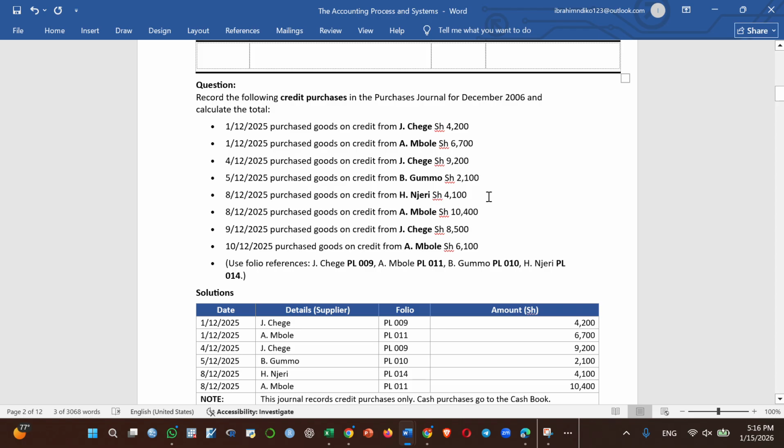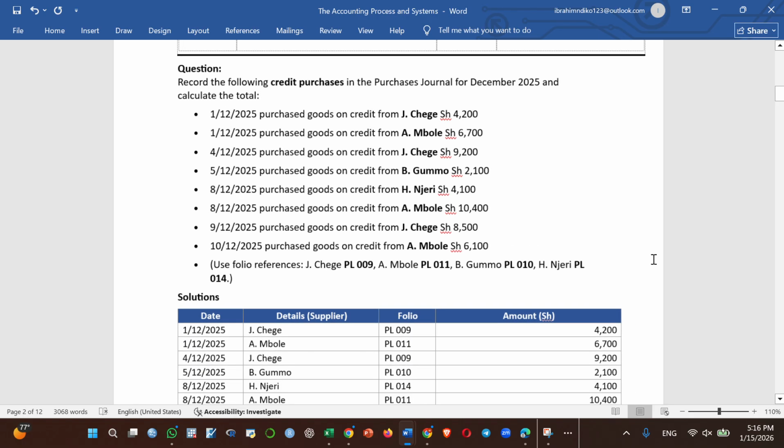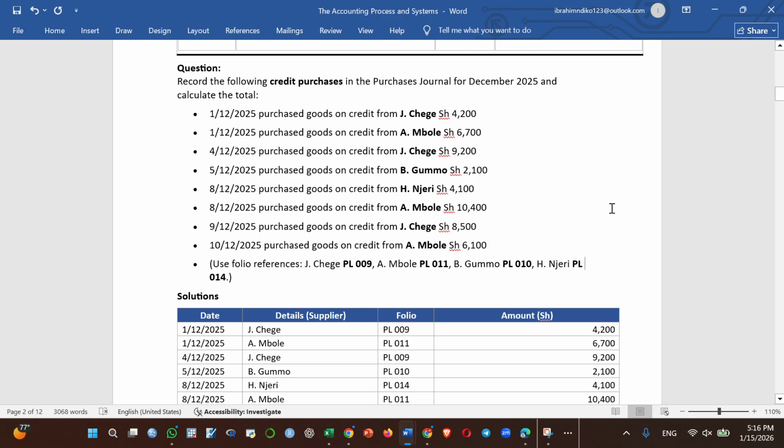Now, record the following credit purchases in the purchase journal for December 2025. This is supposed to be 2025. And calculate the totals. So you have the first transaction, as you can see. On 1st of December, goods were purchased on credit from J. Chege, for the amount 4,200.